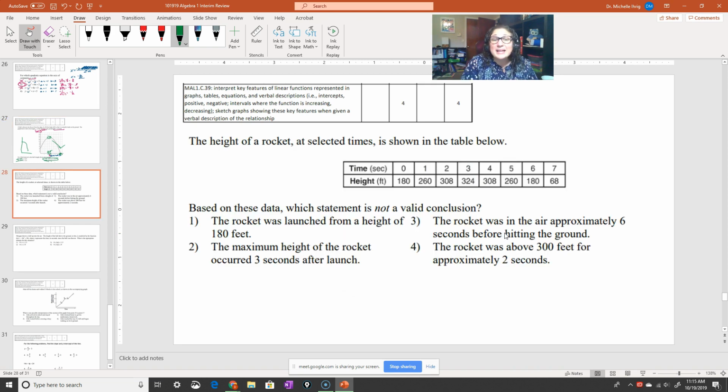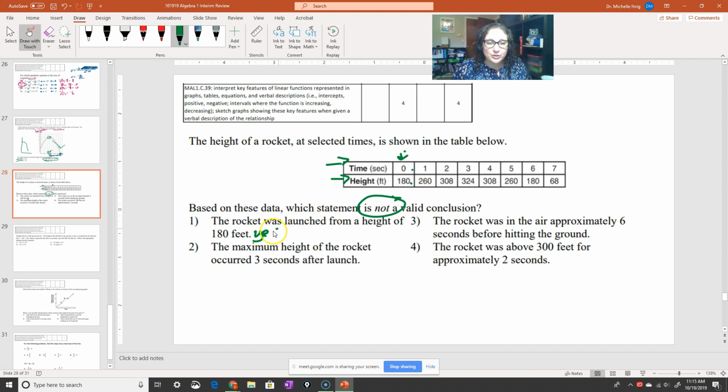The height of the rocket at selected times is shown in the table below. Based on these data, which statement is not valid? That's the important thing, not. So that means 3 of them are yeses and 1 of them is a no. Okay. We know we have the top is our time and the second one is our height. So the rocket was launched from a height of 180. That means when it started, it was at 180. Let's see if that's true. This is it starting. Is it at 180?